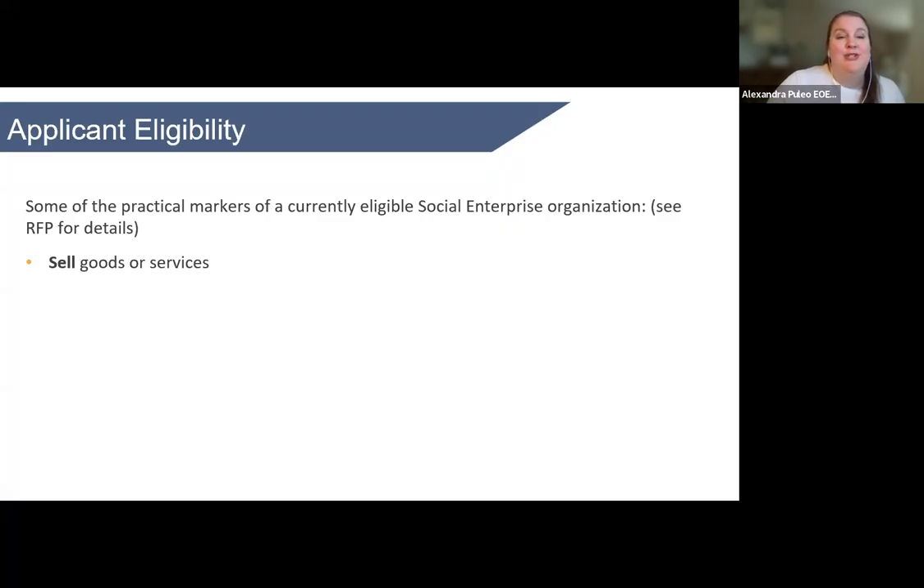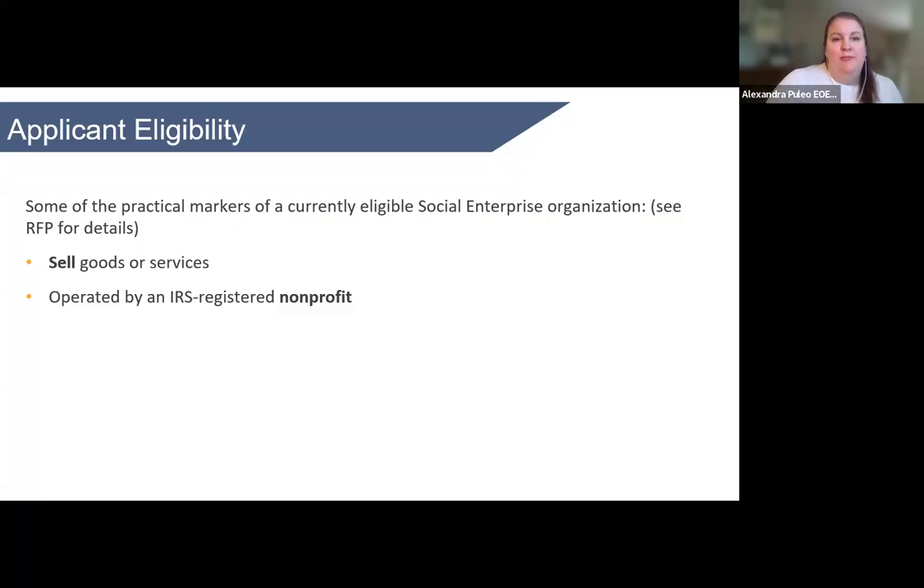So does your organization sell goods or services? This is the first marker of whether this is a social enterprise that's eligible for this program, right? So you're selling goods or services. You might be providing catering services, providing landscaping services. You might be selling artwork, clothing, jewelry in a retail setting. There has to be some kind of commercial transaction here for this to be an eligible employment social enterprise.